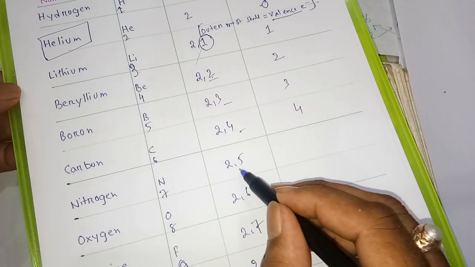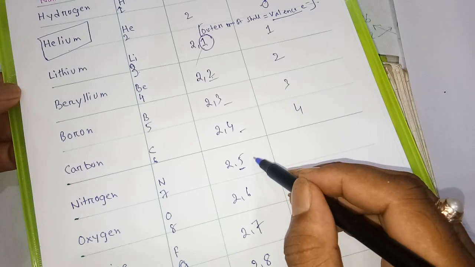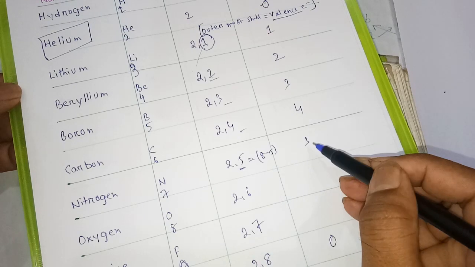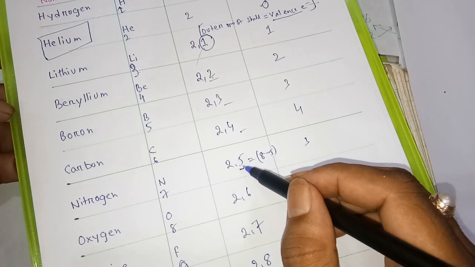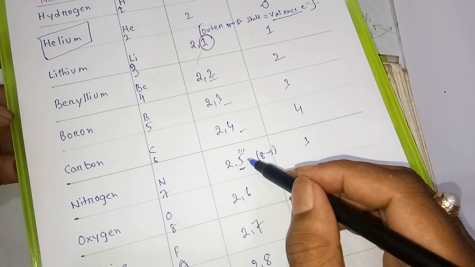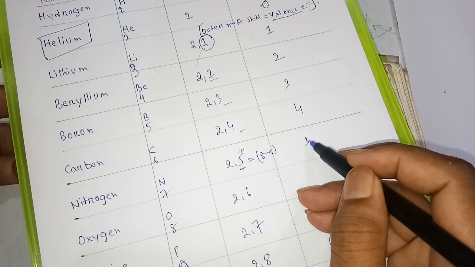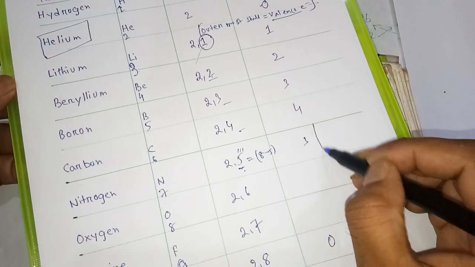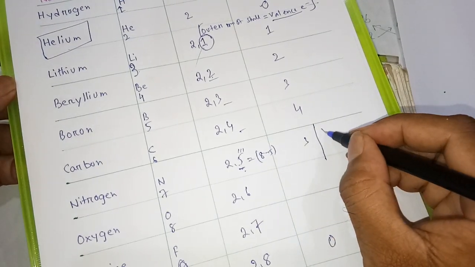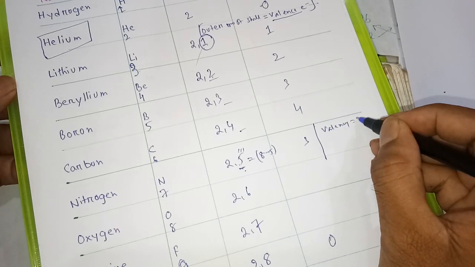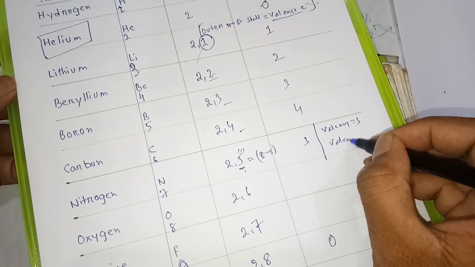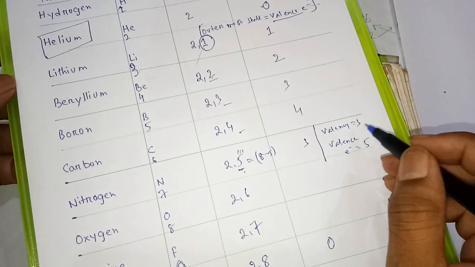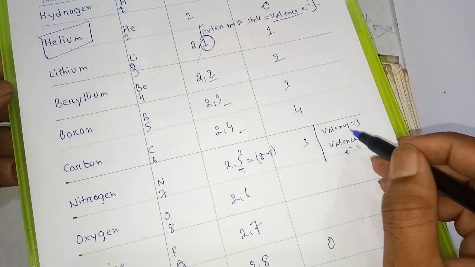Now in this case, 5 electrons. For 5 electrons, how to calculate the valency? It is 8 minus 5, which gives you 3. It means that 5 electrons require 3 more electrons to complete the octet. So the valency is 3. Now in this case, student, you have two things: valency, which we have determined is 3, but your valence electron is 5. So here valence electron and valency differ.